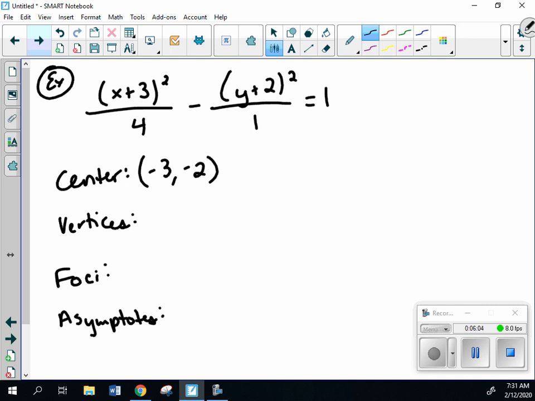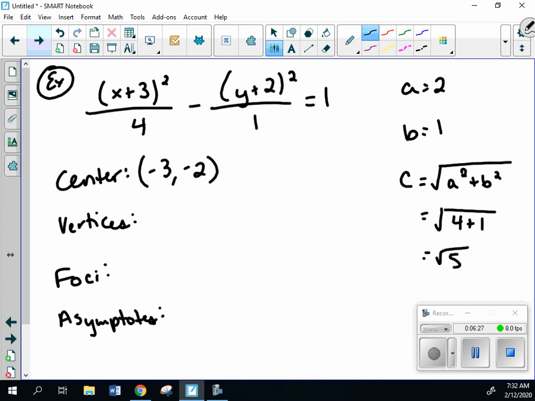So again, A is always on the left. Therefore, A is going to be 2 because it's the square root of 4. B is the square root of 1, which is 1. Now C. C is realistically the square root of A squared plus B squared. So in our case, the square root of 4 plus 1, which is 5.